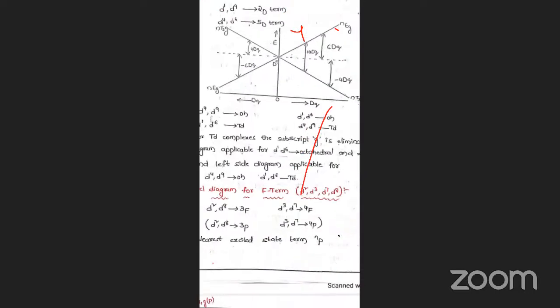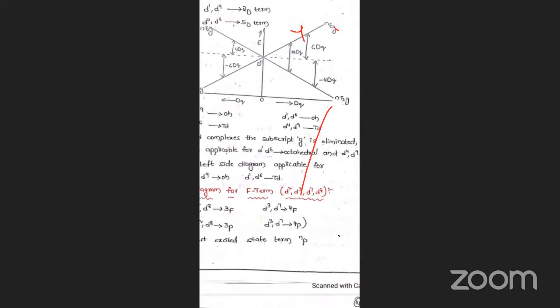So here we can write the octahedral, mention the G. For tetrahedral, you can remove the G and insert the U. G is gerade, U is ungerade. This is the Orgel diagram for D term. What about the F term? F term is also similar. But here the Orgel diagram for F term.